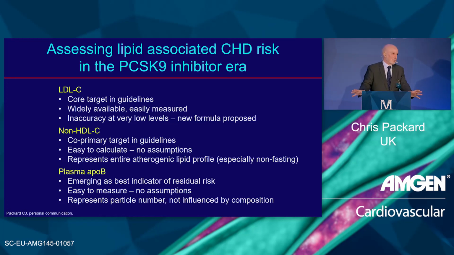ApoB, those of us who have a clinical chemistry background think is the best marker because it's unequivocally all of the bad things in your bloodstream at once. It's easy to measure. There are no assumptions with regard to its measurement, and it represents the number of atherogenic particles that are present. And if you had a worry about an LDL that was down at 10 or 15 and you measured apoB, it would still be high enough to do all the transport and keep somebody healthy that you wanted to do. And so, as a target, it's actually got a superior biological underpinning.